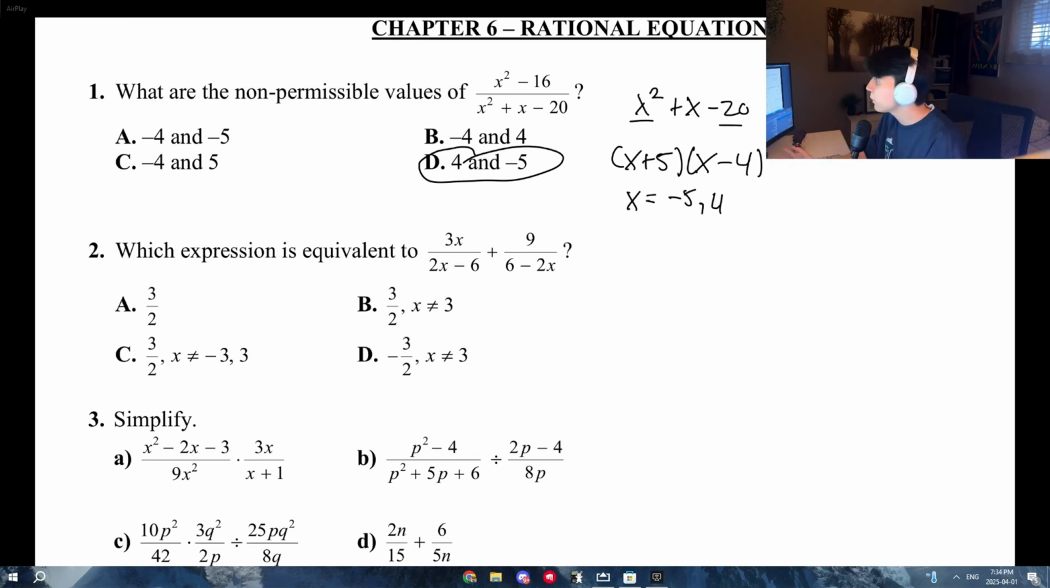Again, if you're unsure, what you can do is plug all of this into your calculator. But since this is a really simple and easy one, I wouldn't recommend doing that. So yeah.